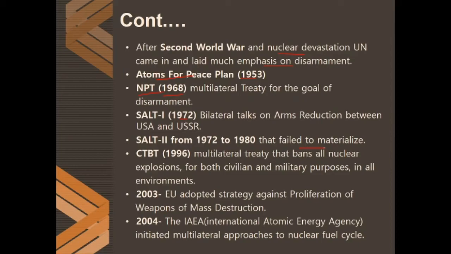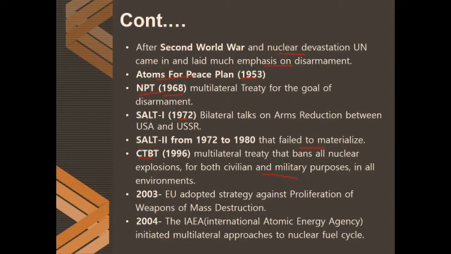Then came the CTBT, Comprehensive Test Ban Treaty, in 1996. Before the CTBT, the PTBT also came, the Partial Test Ban Treaty, in 1963, but it failed to materialize because of other states. The CTBT is a multilateral treaty that bans all nuclear explosions, for both civilian and military purposes, in all environments. It was adopted by the United Nations General Assembly in September 1996, but has not come into force as 8 specific nations have failed to ratify the treaty.